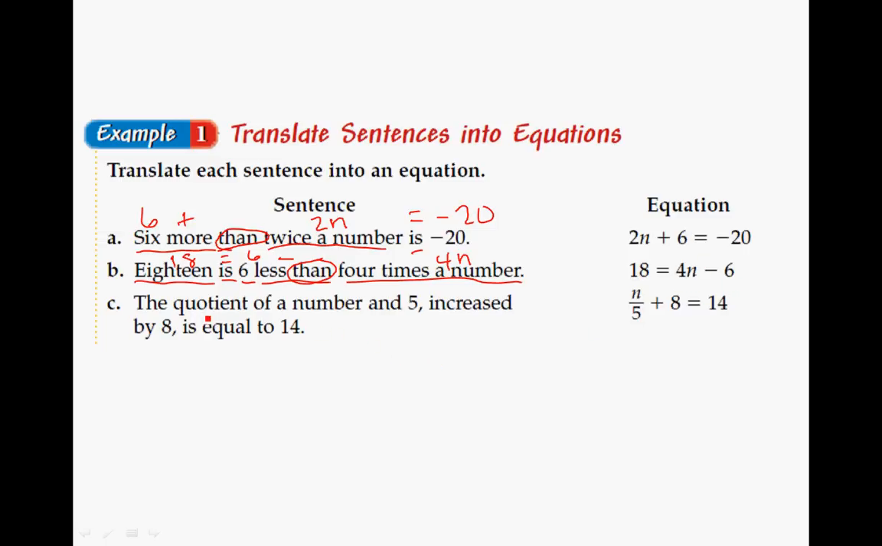The quotient of a number and 5. Now we need to know what quotient is. Remember, quotient is division. So notice what happens here: n divided by 5, increased by 8.